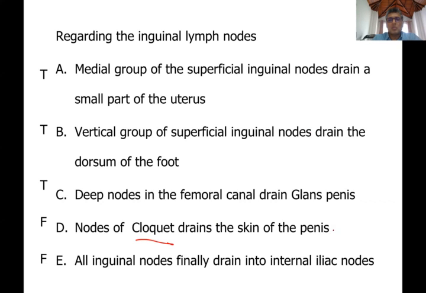Nodes of Cloquet drain the skin of the penis. No, skin of the penis goes into the medial group of lymph nodes. The nodes of Cloquet drain the glans penis, and clitoris in females. So it's the same thing asked in two different ways. All inguinal nodes finally drain into internal iliac. No, it's external iliac.